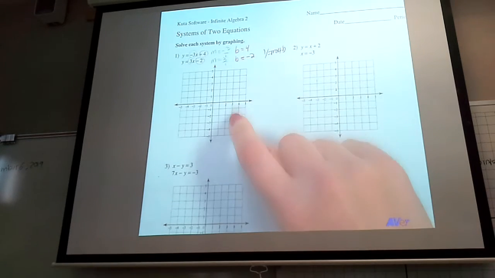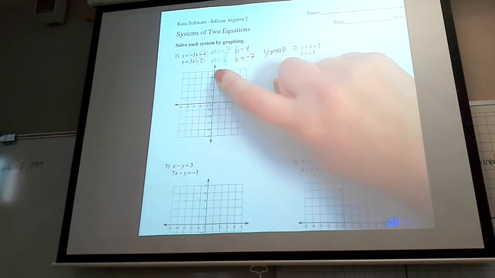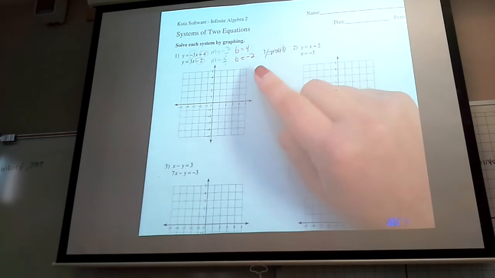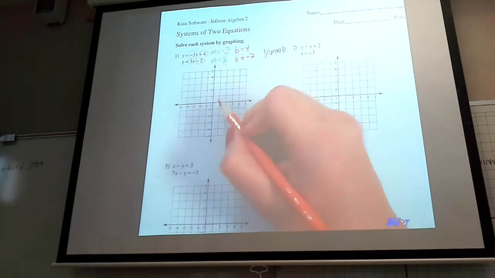Now to graph this, we first need to look at our y-axis, which is this line right here. And that's where we start. We begin on the y-axis. So for the first one, notice that our y-intercept, or our b, is our number 4. So that means start at 4.